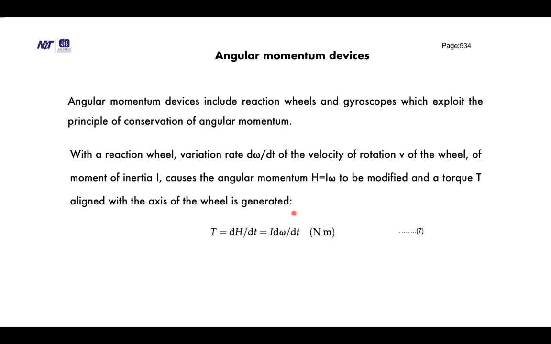Angular momentum devices include reaction wheels and gyroscopes which exploit the principle of conservation of angular momentum. With the reaction wheel, the rate of change d omega by dt of the velocity of rotation omega of the wheel of moment of inertia I causes the angular momentum h equal to I omega to be modified, and a torque T aligned with the axis of the wheel is generated. The unit is Newton meter.